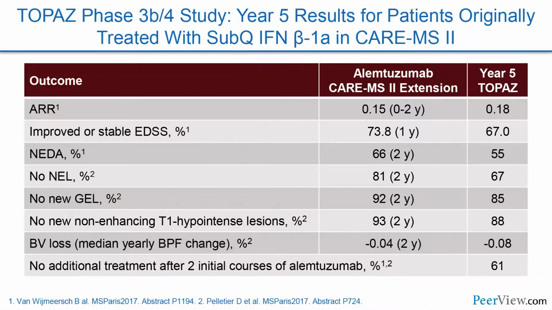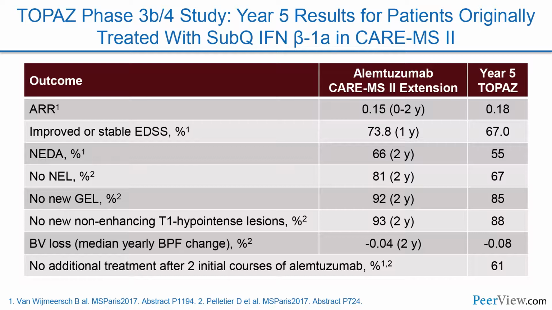Now let's look at the data of TOPAZ from the cohort of patients who were treated with subcutaneous interferon beta-1a over the 2 years of the CARE-MS-2 core study. Alemtuzumab demonstrated durable clinical efficacy over 5 years in patients with active RRMS who were previously treated with subcutaneous interferon beta-1a during CARE-MS-2. The majority of these patients also maintained a low annualized relapse rate, showed stabilization or improved disability, and achieved NEDA each year after initiating alemtuzumab.